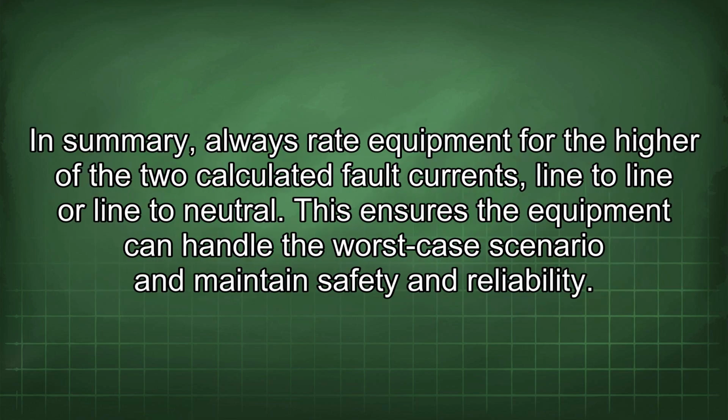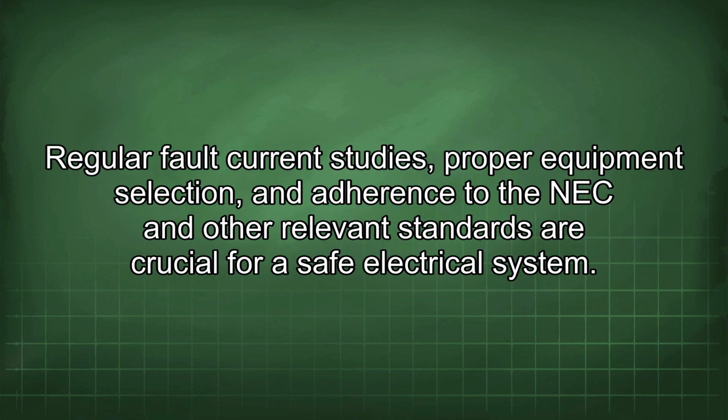In summary, always rate equipment for the higher of the two calculated fault currents, line to line or line to neutral. This ensures the equipment can handle the worst-case scenario and maintain safety and reliability. Regular fault current studies, proper equipment selection, and adherence to the NEC and other relevant standards are crucial for a safe electrical system.